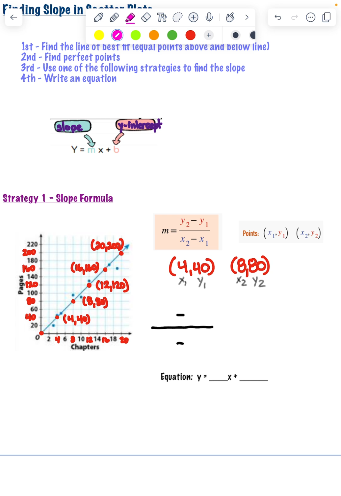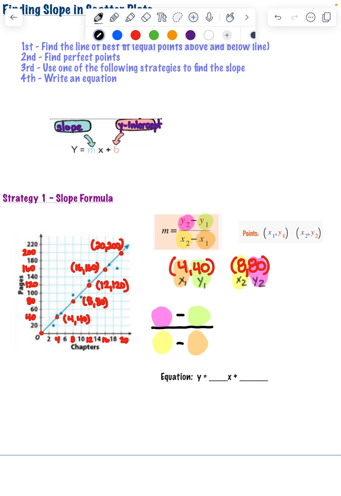So I know that my y2 is going to be in this front part, and that's going to be represented by that 80. I know that my y1 is going to be in the second part, and that's going to be represented by my 40. I know that my x2 is going to be represented by my second x, which is my 8. And then lastly, my x1 is going to be the first x, and that's going to be my 4.